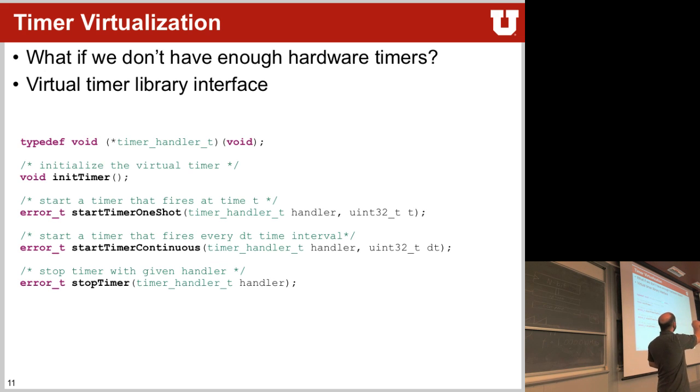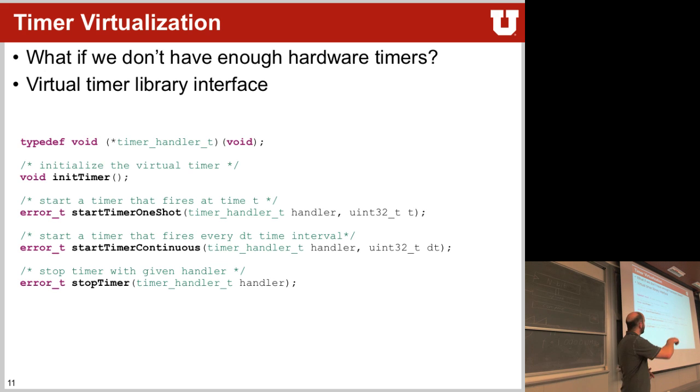So what we have is a timer handler, a function that has to be a timer handler itself. You have a function that initializes, of course, your hardware timer. You have a function called start timer one shot. When you call this function, you give it a handler and a time when this handler should be called. You can do a similar thing with start timer continuous, where you have a handler and a delta t. Now this handler will be called every delta t.